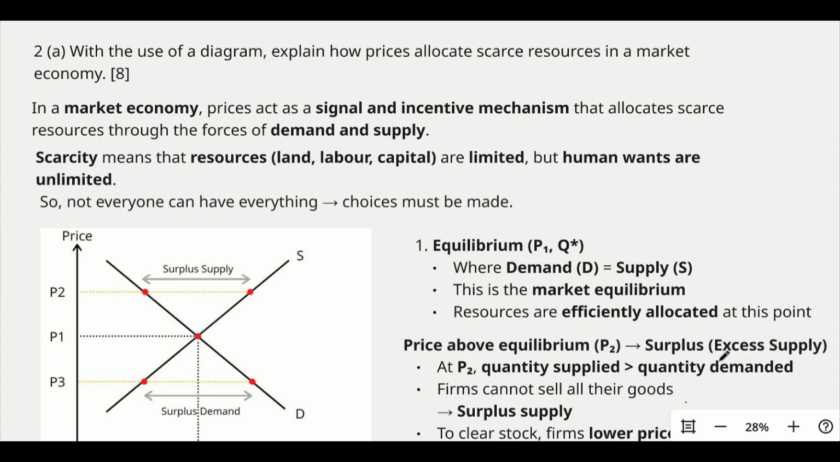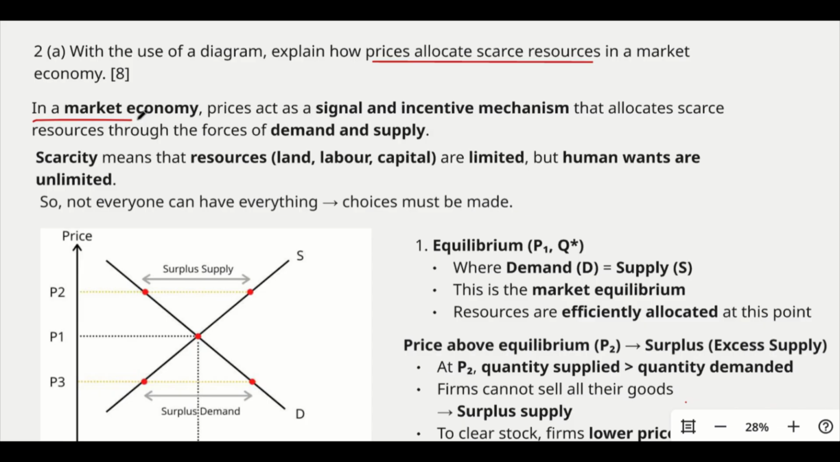Hi, let's check the question first. Okay. So, with the use of a diagram, explain how prices allocate scarce resources in a market economy. So, that's our question. Let's see how to answer them. What are the points we have to add while we are answering the question?